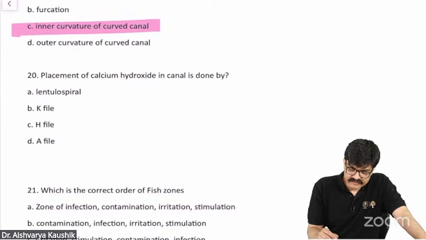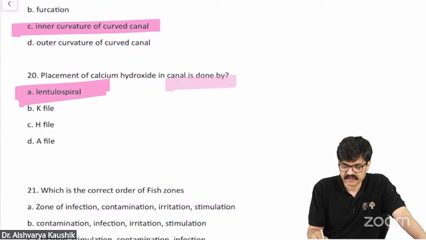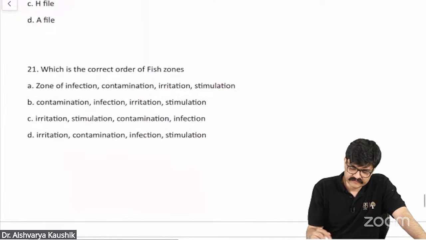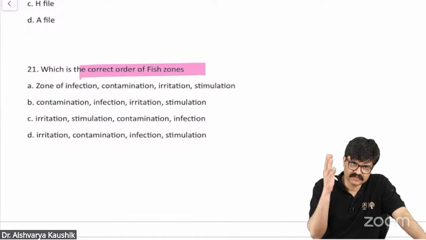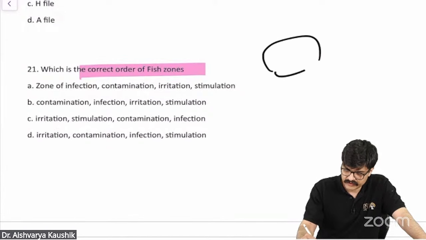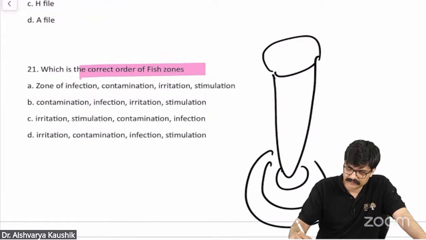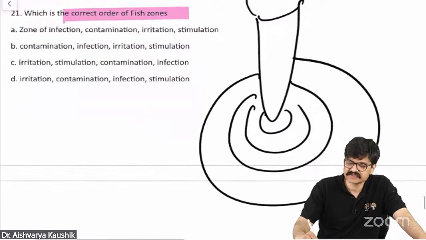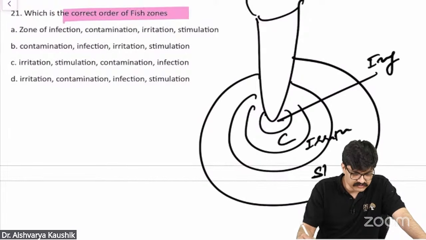Placement of calcium hydroxide, this is very simple, guys. Placement of calcium hydroxide in canal is done by lentulospiral. This is very simple. Or correct order of zones, beta? Zone of infection, contamination. This is very simple. You've been doing this since your third year BDS. So zone of infection, contamination, irritation, and stimulation. Okay. So infection, contamination, irritation, and stimulation.